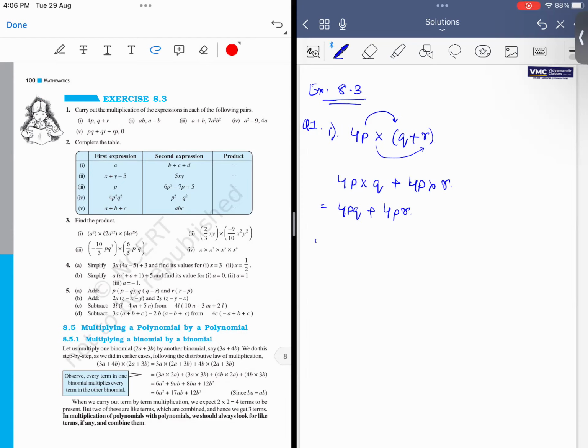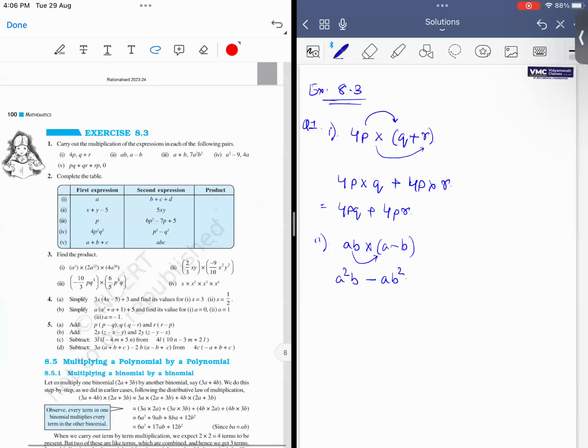Likewise, the second, ab into (a minus b). Again, each of the terms will be multiplied inside the brackets with proper sign. So ab into a is a square b, minus ab into b is what? a b square. Likewise, we can do the rest.